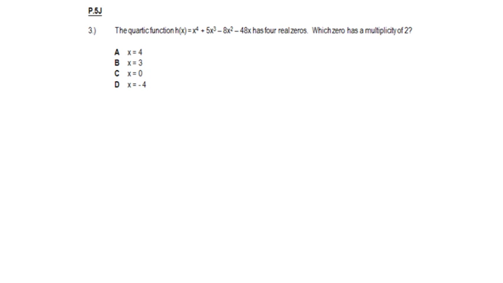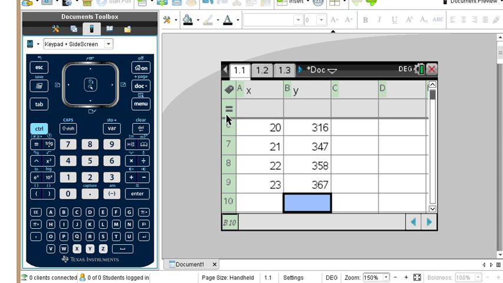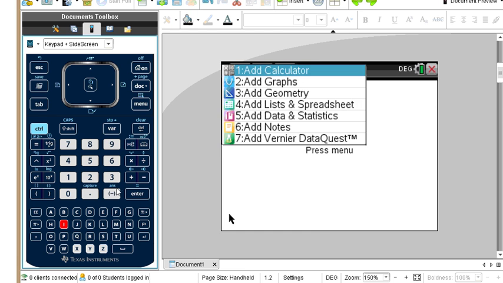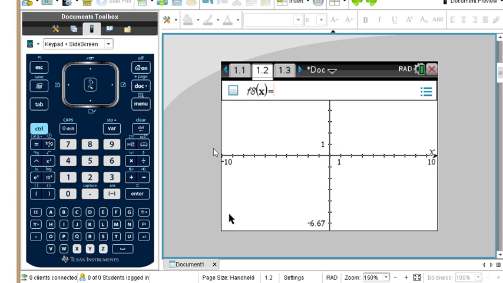Next, the quartic function x to the 4th plus 5x cubed minus 8x squared minus 48x has 4 real zeros, which one has a multiplicity of 2. For that, if we go to our calculator, let's see, I don't think I preloaded this one. So I'm going to go to Control I, add graph.